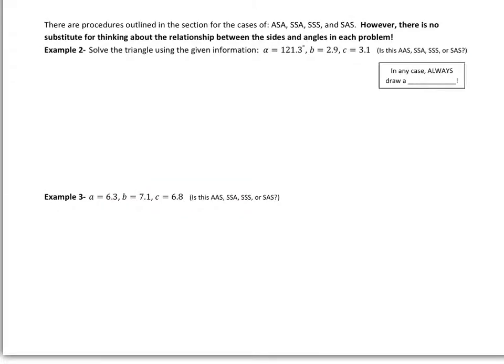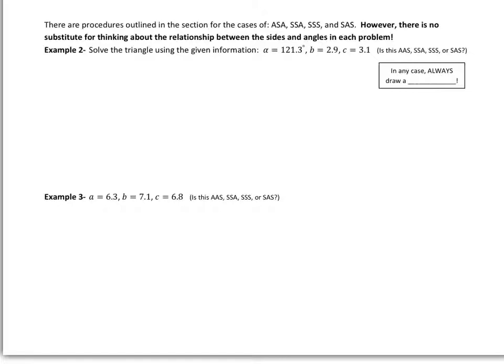Okay, so now, there are procedures outlined in the section for cases of angle, side, angle, side, angle, side, and side, angle, side. So we've done pretty much all of them. And now, depending upon what you're given, you need to determine whether you're going to use law of sines or law of cosines. Generally, the rule is this: if you have an angle and its corresponding side, you'll almost always use law of sines, because law of sines is a little easier to do than law of cosines. With law of cosines, there's a lot of room for steps where you can make mistakes.